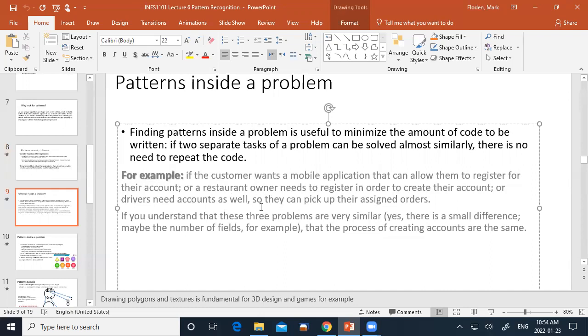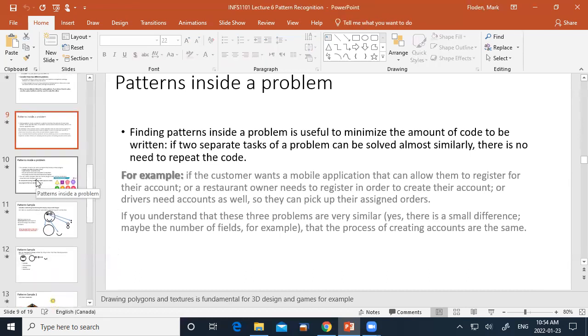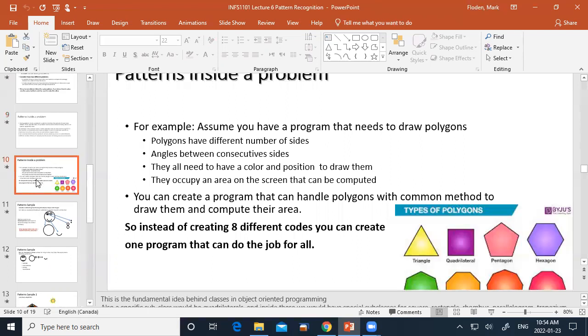So maybe there's something similar about those problems of registering the accounts. So maybe we could write an account registration module, and then the customers, the drivers, the owner could all use that module and just put in different inputs, but everybody would get a profile out of it. You guys have done lots of registrations online with different things, I'm sure, and you probably noticed that they all have something similar. So maybe somebody has written a general purpose profile adding module that people kind of borrow. Here's a nice one, which is maybe we want to draw different shapes.